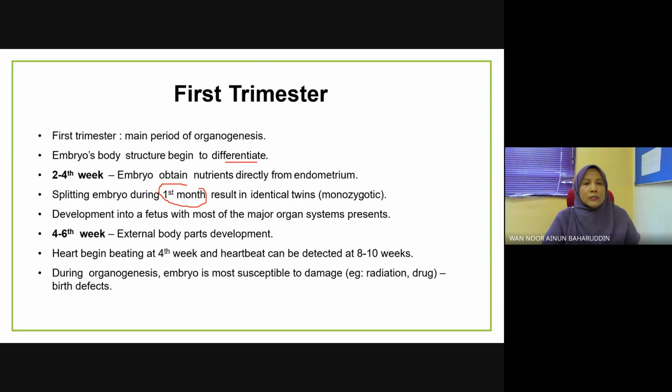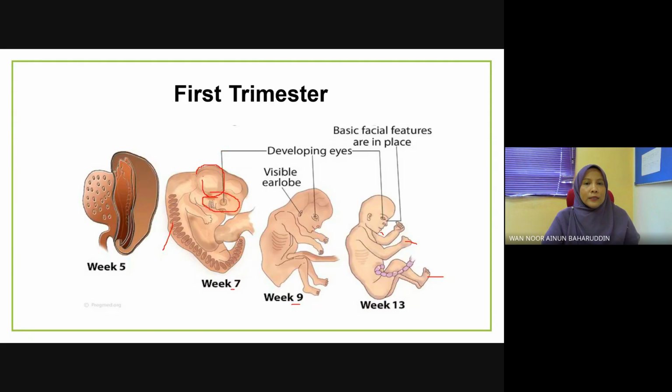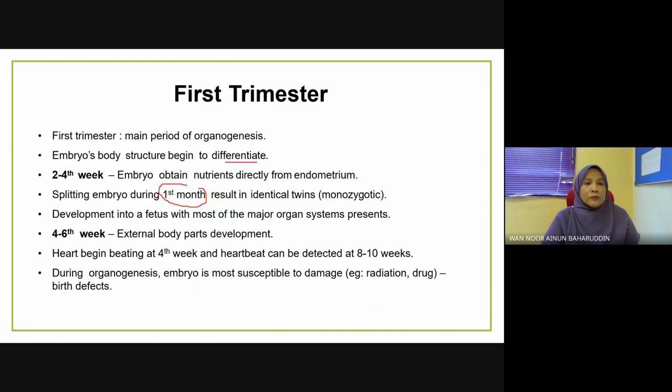Then developing into a fetus, most of the major organ systems are present. During the 4th to 6th week, the external body parts develop. External body parts means the eyes, the ears, the hands, the feet, and so on. You can see at the back. So the heart begins to beat during the 4th week. So now we can scan for the heartbeat of the baby, and it can be detected at the 8th to 10th week.